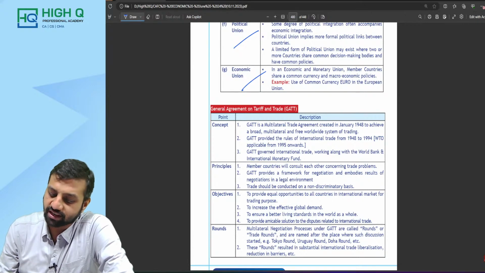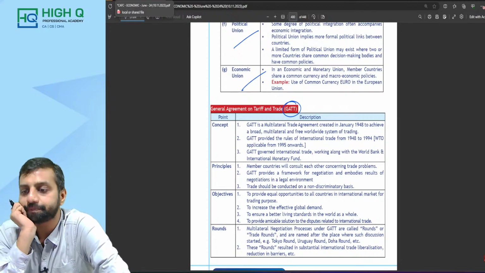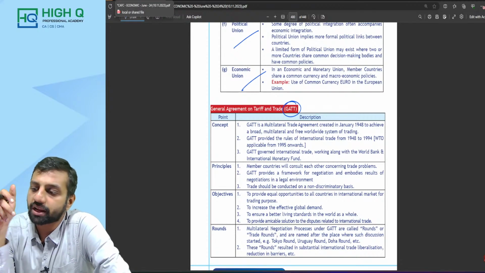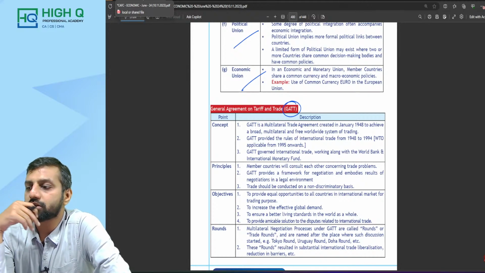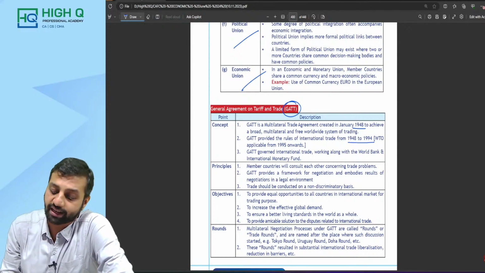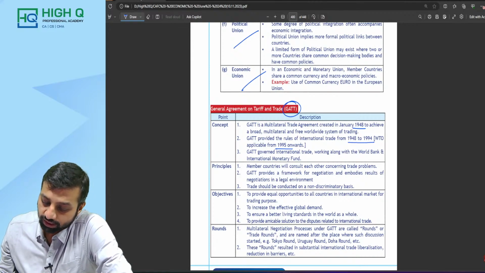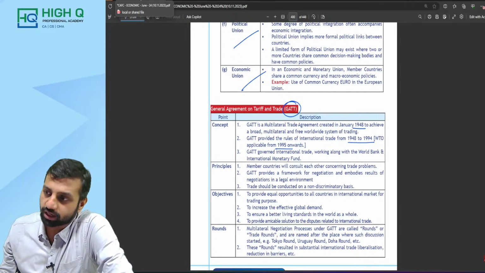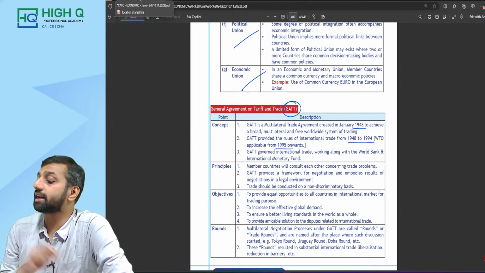I hope everybody is aware that earlier there was GATT, General Agreement on Tariff and Trade, which was replaced by WTO. GATT was announced in the year 1948. Till the year 1994, 1995, when there was introduction of WTO. GATT was only for goods, it ignored services.